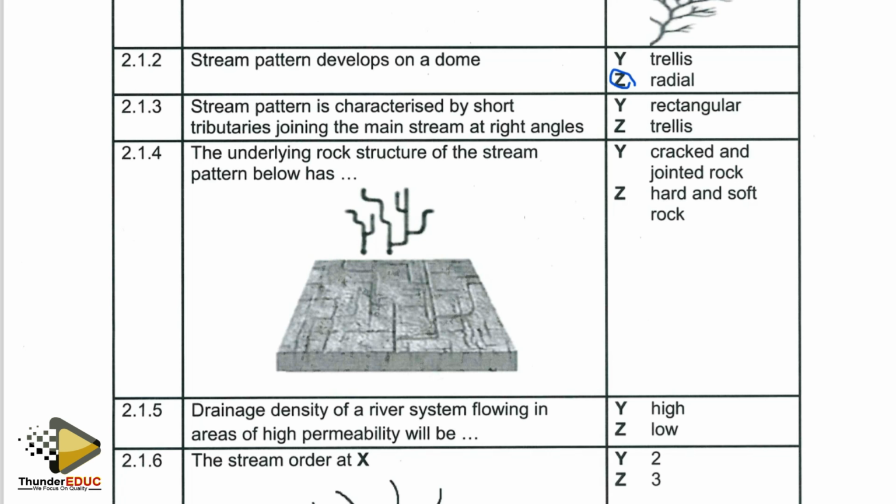Right, we go on to question number 2.1.3. Stream pattern characterized by short tributaries joining the main stream at right angles. Right, you are having a situation whereby the tributaries are shorter but the main stream is longer. It resembles an area which is mainly folded or faulted, where we have a rift valley or a graben and two nearby horst or block mountains, or where we have folding, two fold mountains existing side by side, and we have a valley within.